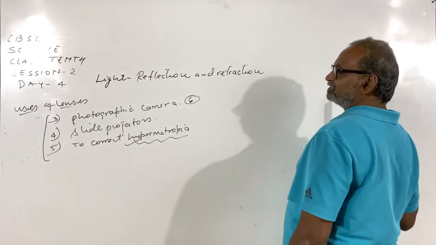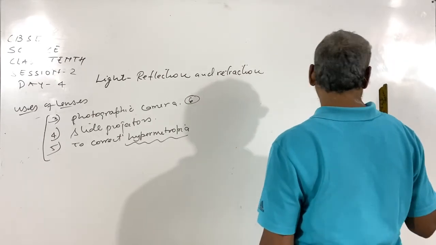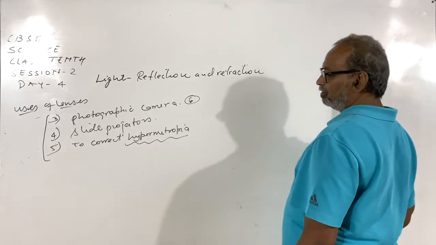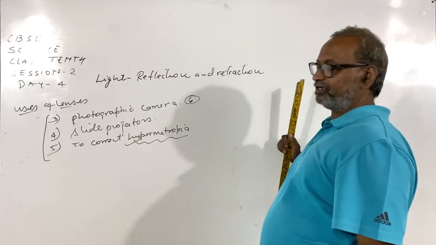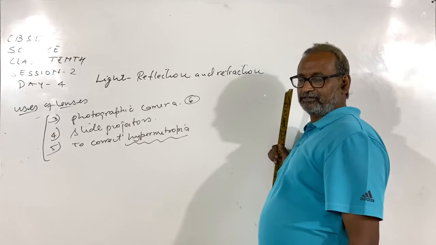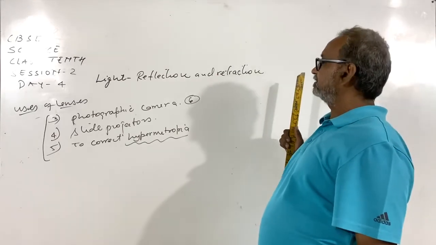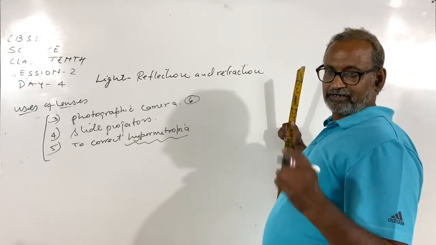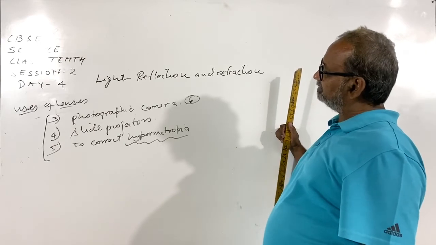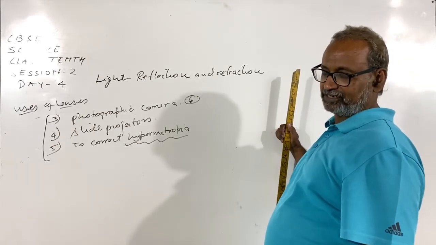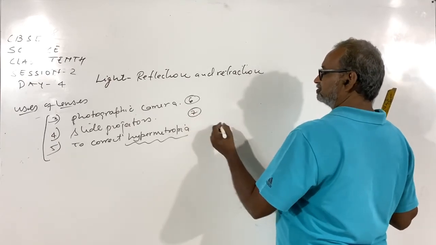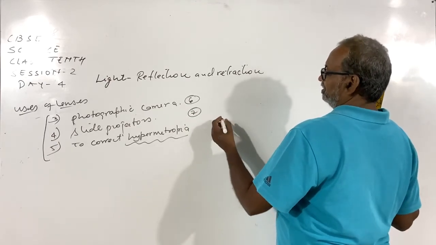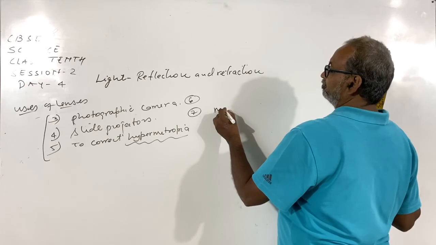A concave lens is used in terrestrial telescopes. Terrestrial telescopes are used to see objects on the earth. And a concave lens is also used to correct a defect of eye which is called myopia.